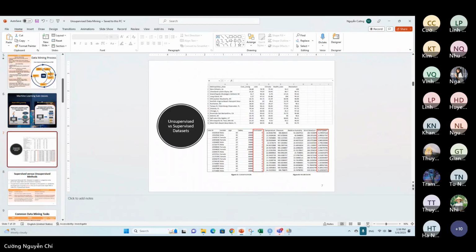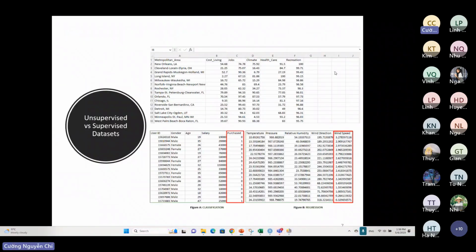Don't worry, for this part, this will be how it looks for the two different kinds of data. The first one is unsupervised data. The second one should be supervised data.